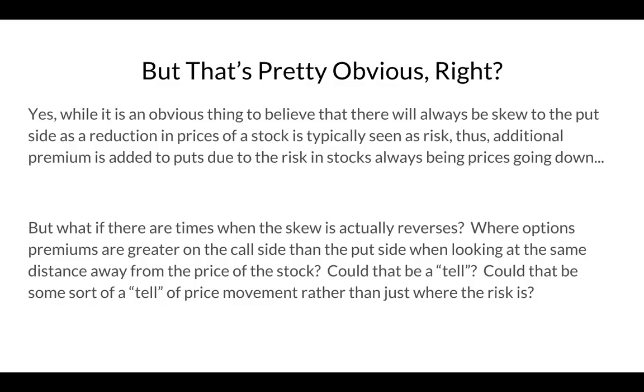It makes sense that the overwhelming majority of the time there would be skew to the downside, because there's always perceived risk to the downside in any financial market. Downside risk is perceived as people losing money, the value of the shares losing money. So that makes total sense. But what if it was reversed? What if there was a time when the skew was actually reversed?